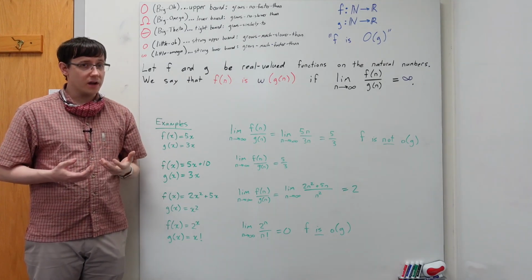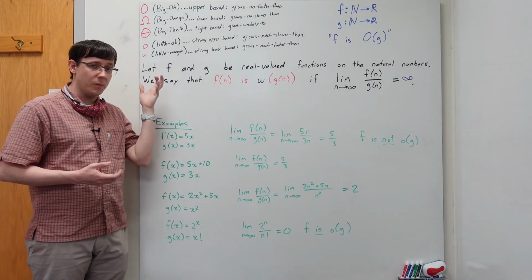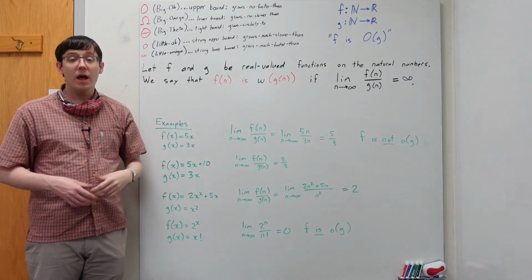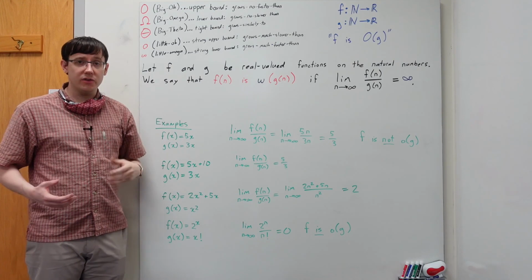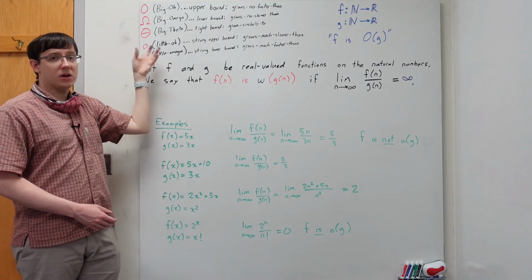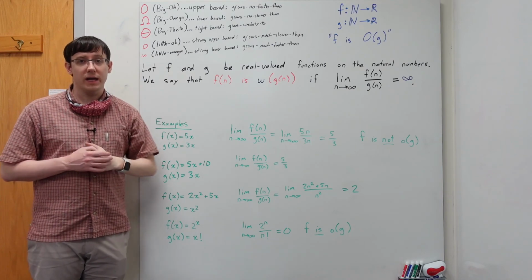In computer science contexts, little o and little omega do appear, but are far less common. And so in our activities and quizzes, we will focus on big O and big omega, and much less on little o and little omega.